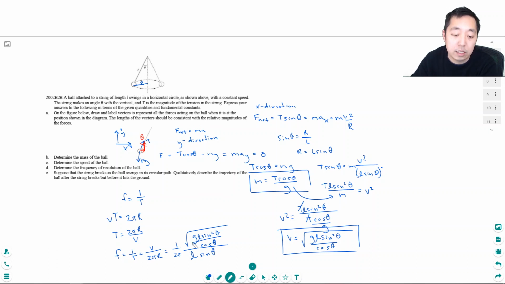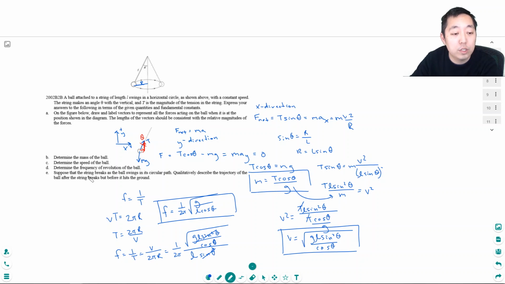Now, I can actually technically simplify this. You could leave it like this, but this sine squared, I could factor it out. It would be sine theta, and it actually cancels with this. So to be fully complete, I would say f is equal to 1 over 2 pi, and the square root of g over L cosine theta, if you wanted to really simplify it. This answer would have been fine, but this is just a little bit of algebra to simplify it.